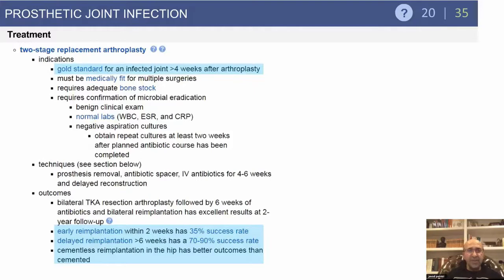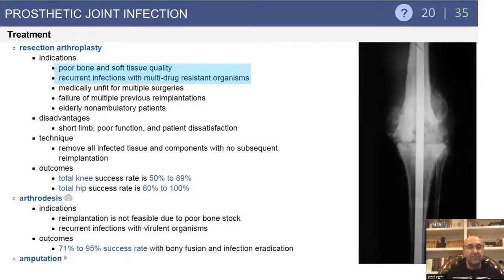Two-stage exchange, still the most preferred method in North America. I wouldn't call it the gold standard, but certainly the preferred method. And it has a success rate between 70 to 90%. And the success of this is really dependent on the immune status of the host, the type of organism you're dealing with, the degree of osteomyelitis and soft tissue involvement, and also the efficiency and the proficiency of surgical debridement, both during the first and the second procedure.